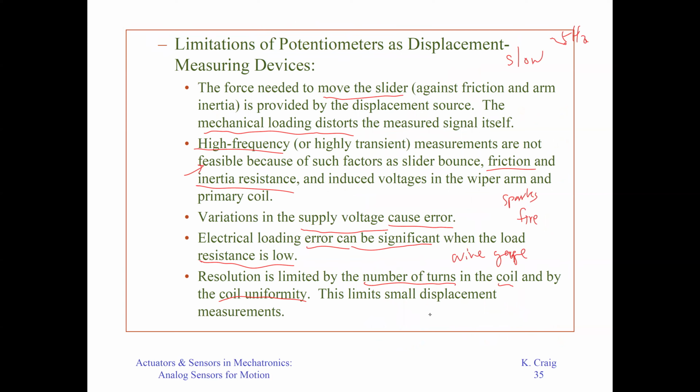So I told you the limitations of displacement measurement devices. Usually you have a mechanical contact, so you have slow motion, about 5 Hertz, okay? 5 Hertz. 5 Hertz is also the bandwidth for a human actuator, your arm, okay? Your leg.